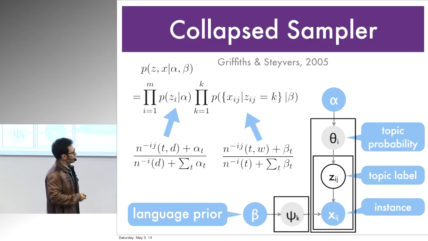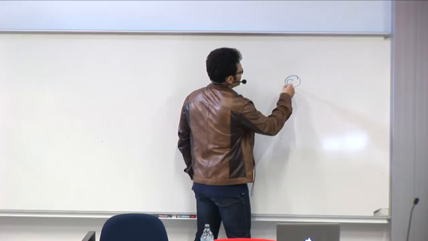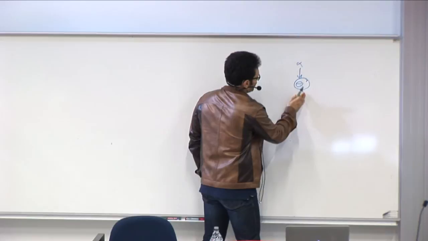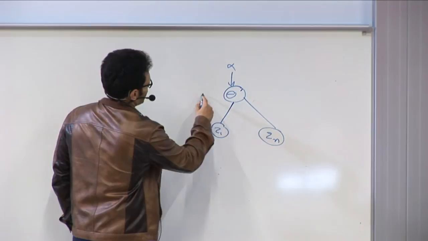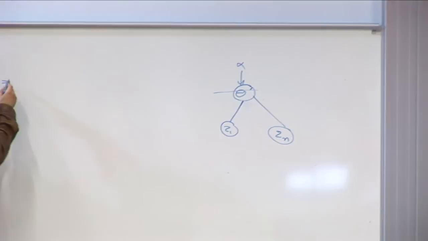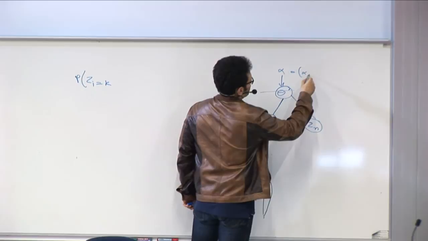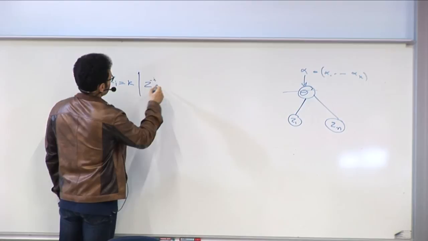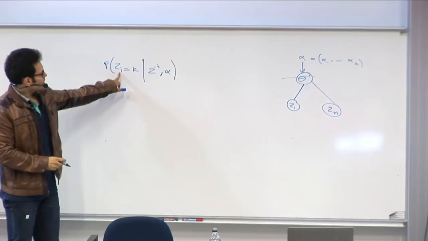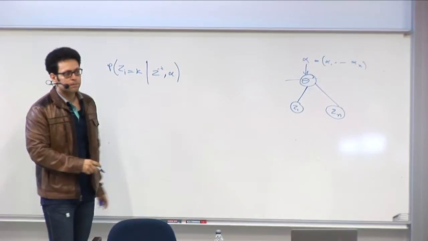Okay? Let me go over the board for this. Let's say you have theta, and you have a prior over theta. And then you have a bunch of these. Now I collapse, so I want to get the probability that zi equals k, and you have alpha, and so on for theta. I want to ask, what's the probability of zi equals k given the other values z minus i and alpha? The way you read this is: what's the probability that the i-th topic equals k given the topic assignments to everything other than i. And you can also condition on alpha. So we have collapsed out theta.